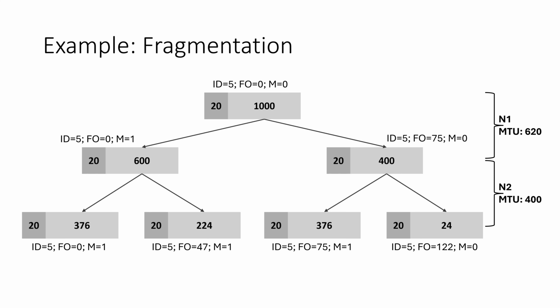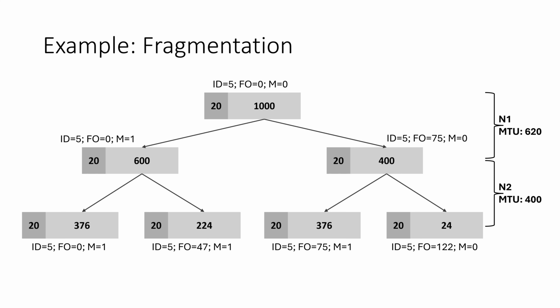Finally, the last piece is the remaining 24 bytes of data. It gets its own 20 byte header and an FO value of 75 plus 376 divided by 8, which is 47. So 75 plus 47 equals 122. Its M bit is set to 0, meaning this is the last fragment of the entire original datagram.